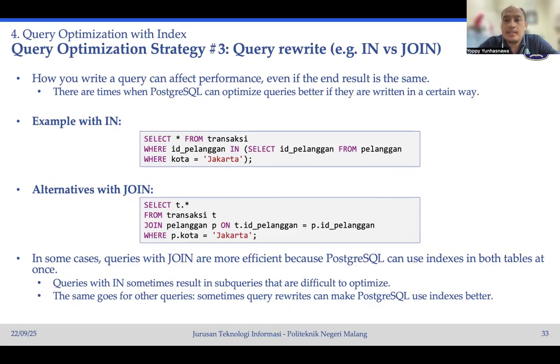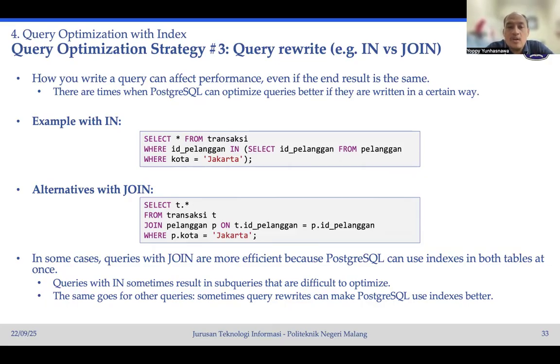For example, like these two queries. The first one is using in, and the second one is using join. Both of these queries will return exactly the same results. However, they will have different execution times. And for your information, the join syntax will use the index better than the in query.